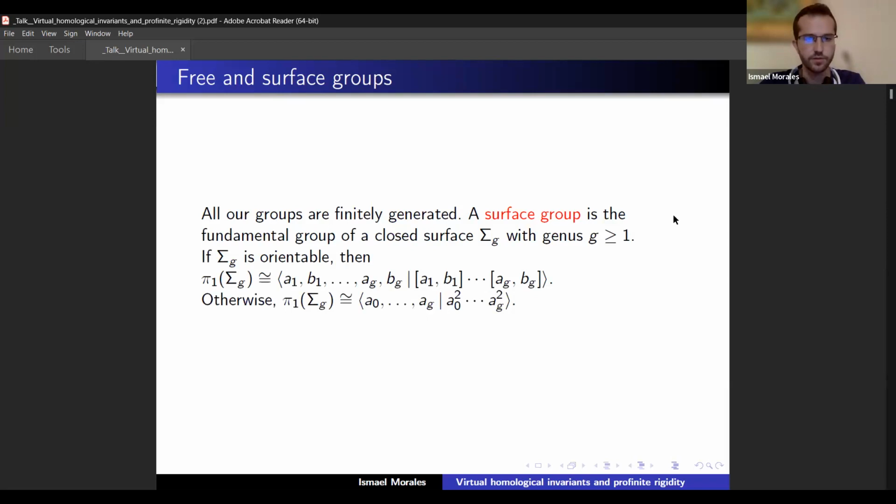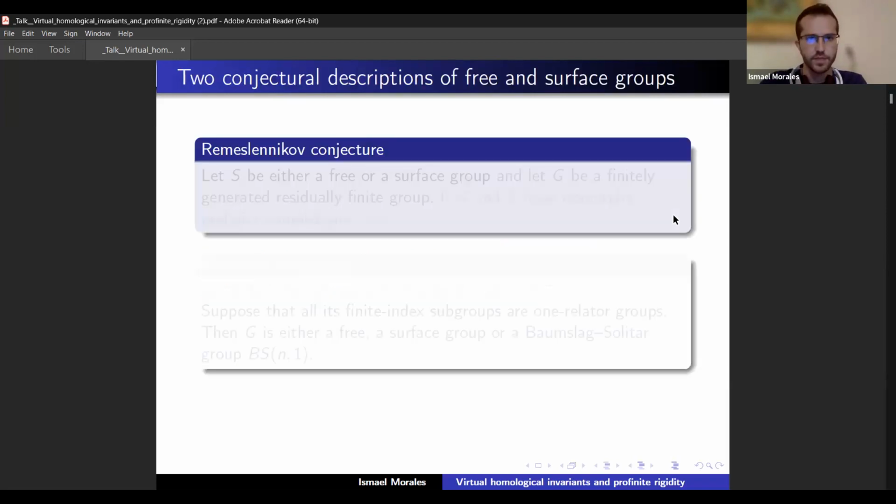And if the surface is non-orientable, then it can be presented like this. So it's one relator in any case. We know that the surface is aspherical, so we can compute the homology from these presentations and so on. Okay. So let me state two conjectures in group theory about free and surface groups that might serve as motivation for what I'm going to talk about.